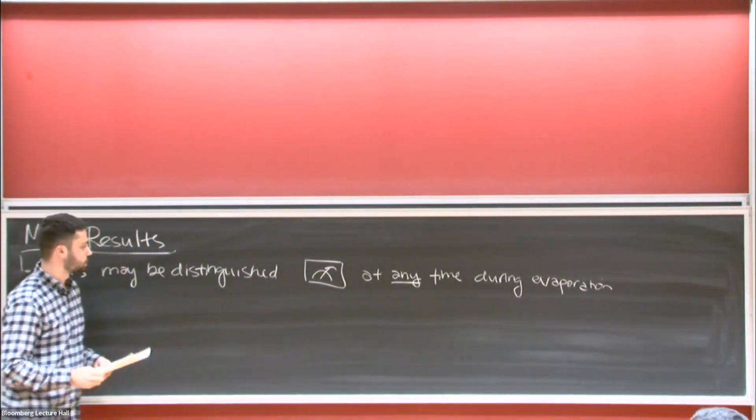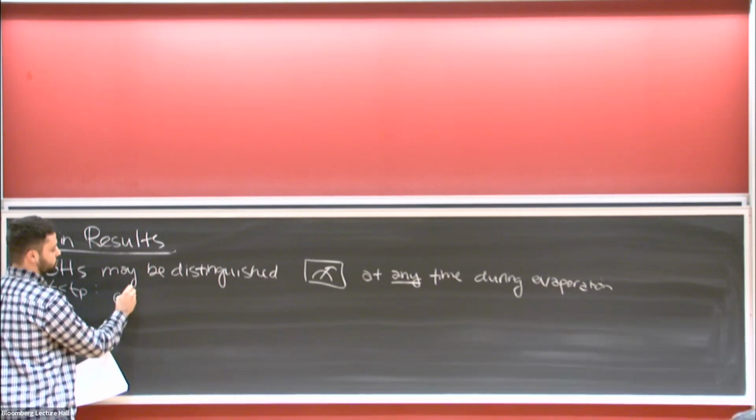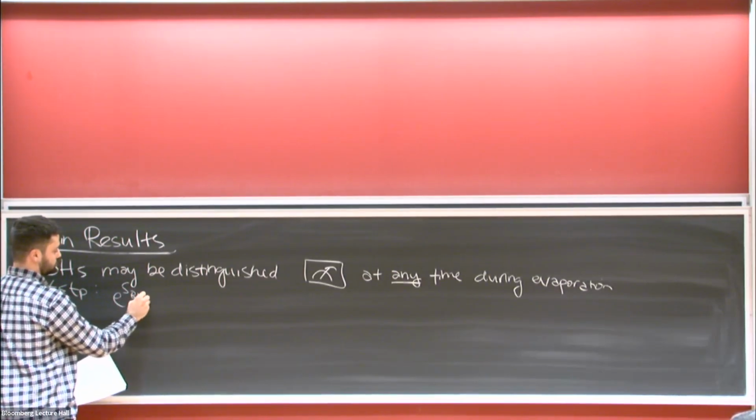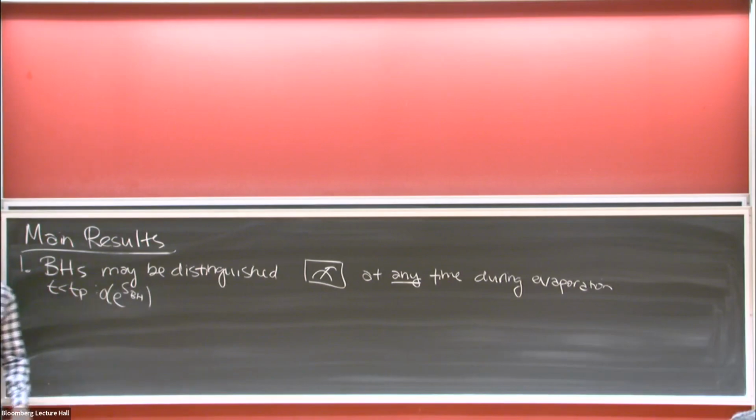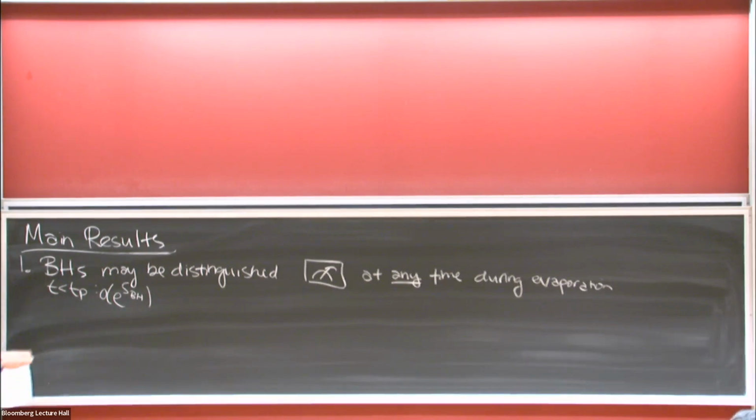I'll make this more precise, but the takeaway is that before the Page time, you would need to make an exponentially large number of measurements, exponentially large in the black hole entropy. That means you need exponentially many copies? That's right, yeah. And I'll get into the details of what this means in a minute. And then after the Page time, you just need one copy to be able to distinguish different black holes with high fidelity.